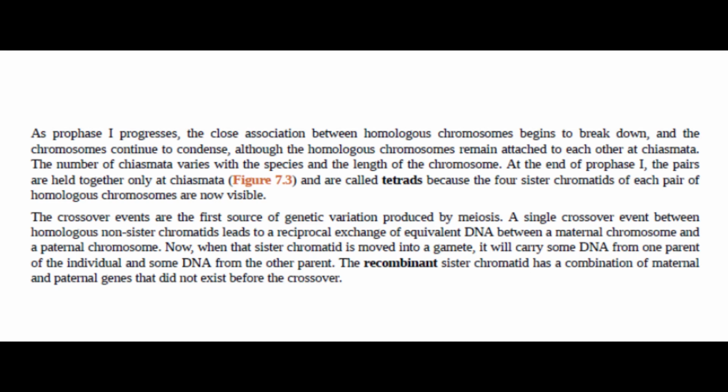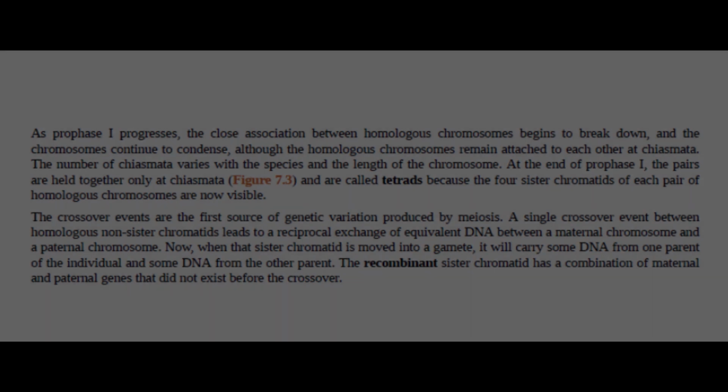Now, when that sister chromatid is moved into a gamete, it will carry some DNA from one parent of the individual and some DNA from the other parent. The recombinant sister chromatid has a combination of maternal and paternal genes that did not exist before the crossover.